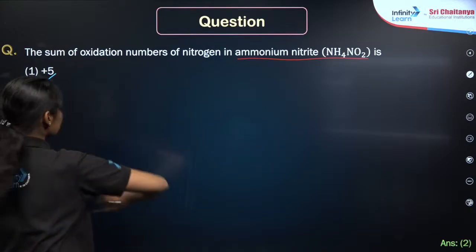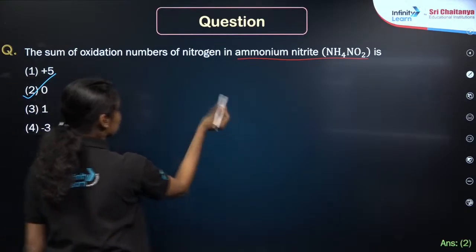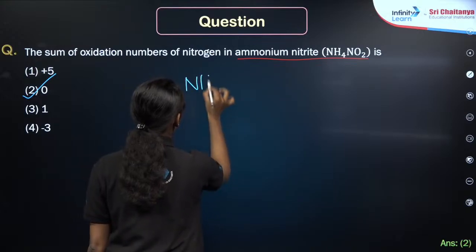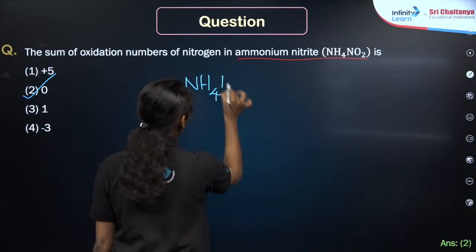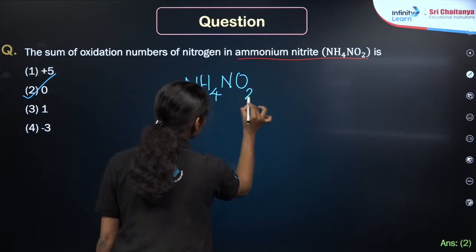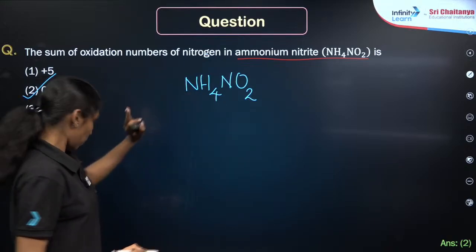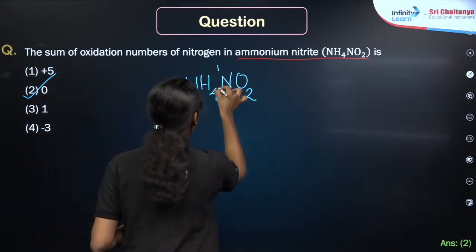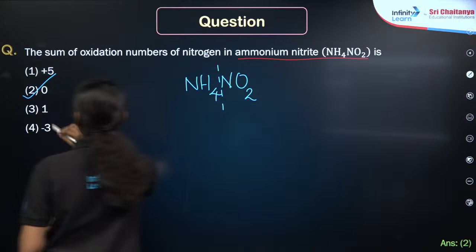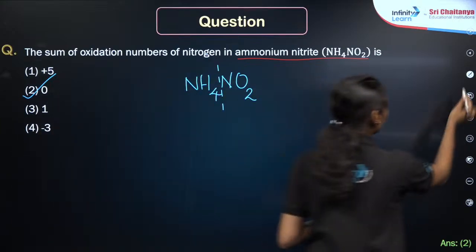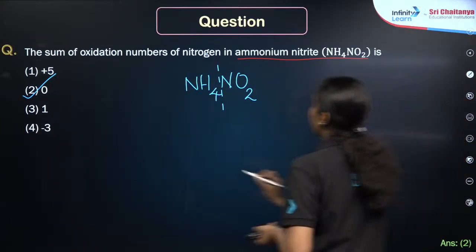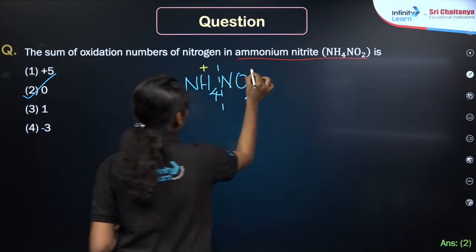How can we calculate this? This is a structure, this is a compound, right? NH4NO2. So separately you have to find out the oxidation numbers. And there is a point you have to note that this NH4NO2 will dissociate or split to form NH4 plus and NO2 minus, right?